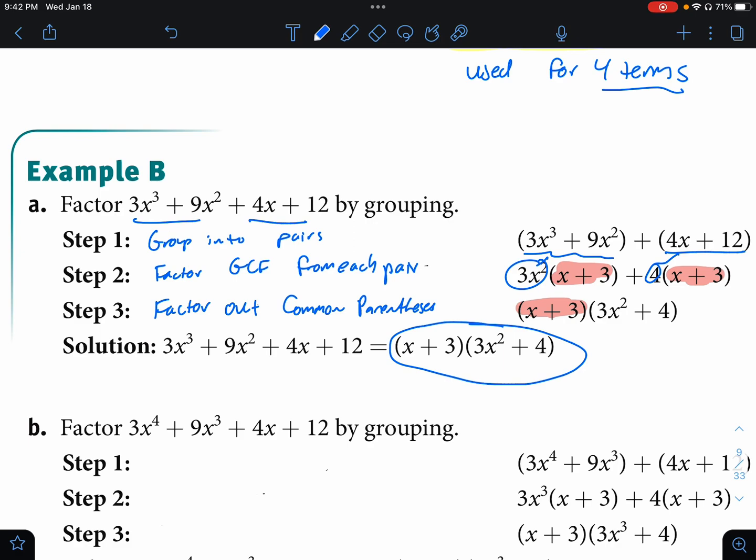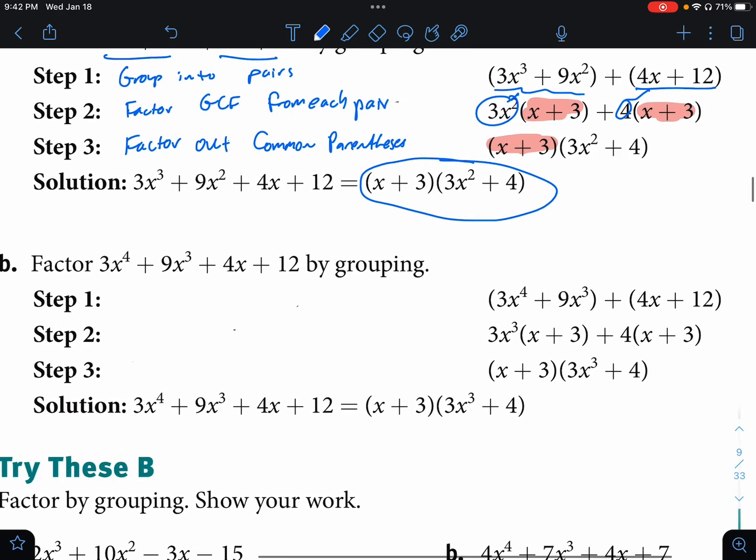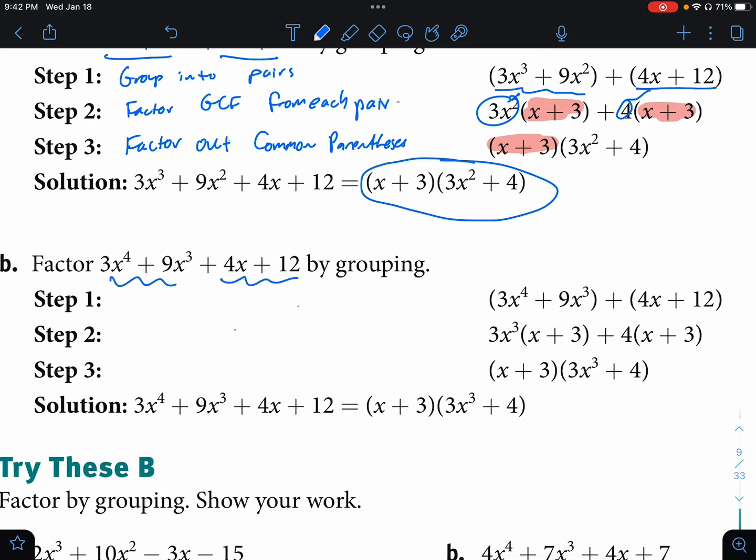Again, eventually we are going to set each of those parentheses equal to 0 and solve them, but our new factoring technique is useful only for 4 terms, and that's when you can look at a pair and a pair. It's very similar in the second one: group into pairs.